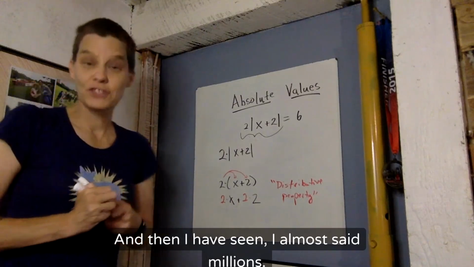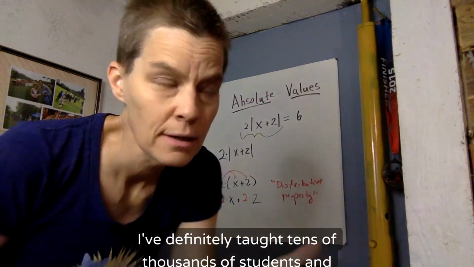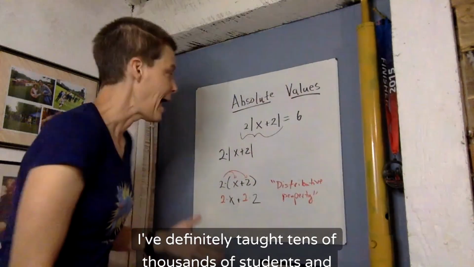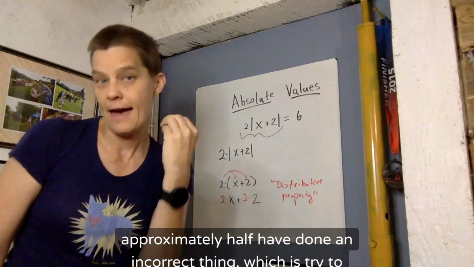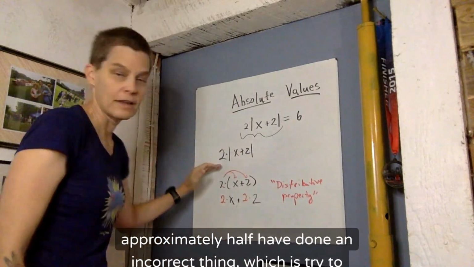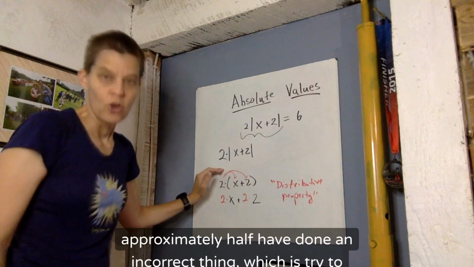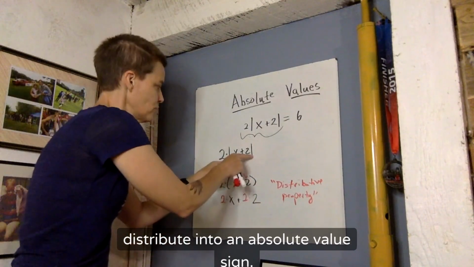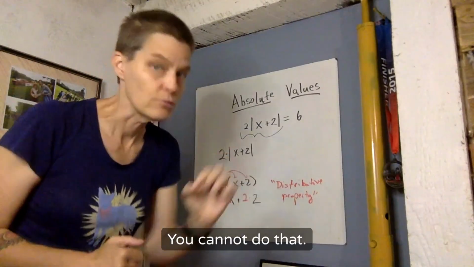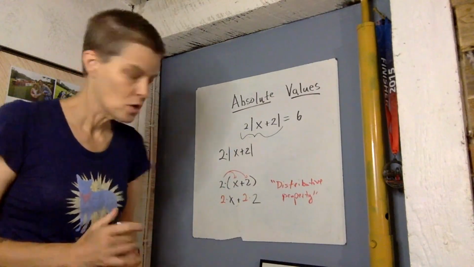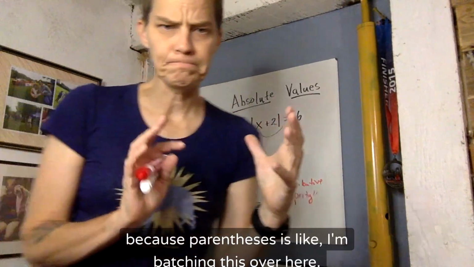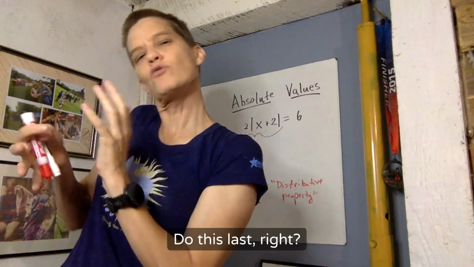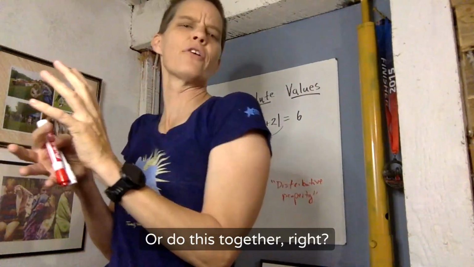And then I have seen, I almost said millions. I've definitely taught tens of thousands of students, and approximately half have done an incorrect thing, which is try to distribute into an absolute value sign. You cannot do that, okay? Because parentheses is like, I'm batching this over here. Do this last, right? Or do this together, right?